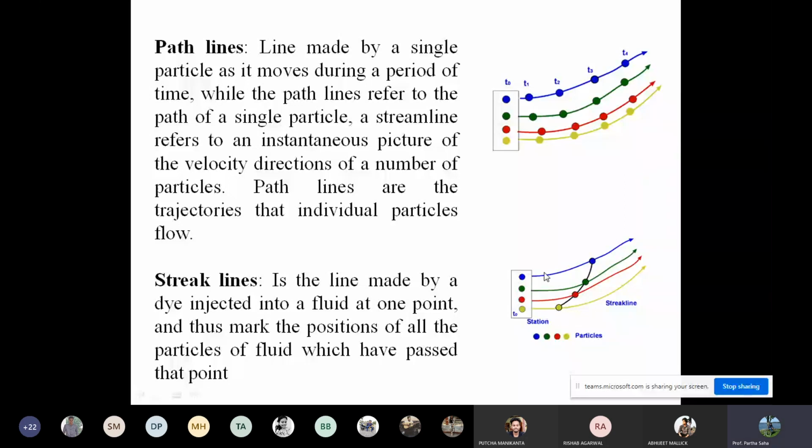You understand? Because at an instant of time, the blue particle might not be coincident with the green, red, or yellow. The blue particle may be ahead of the green particle, maybe ahead of the red particle, maybe ahead of the yellow particle. So if I inject a dye, the trajectory of the dye is going to make through this path. So this is going to be my streak line. But individual particles moving along this line are called path lines. So that is the basic difference between path lines and streak lines.